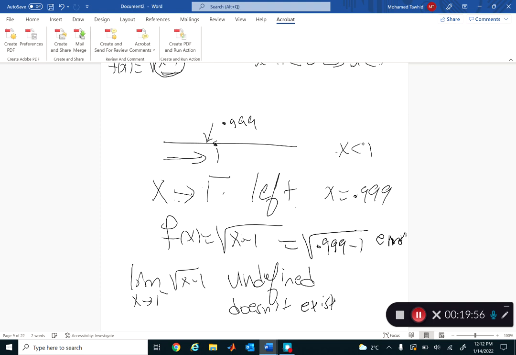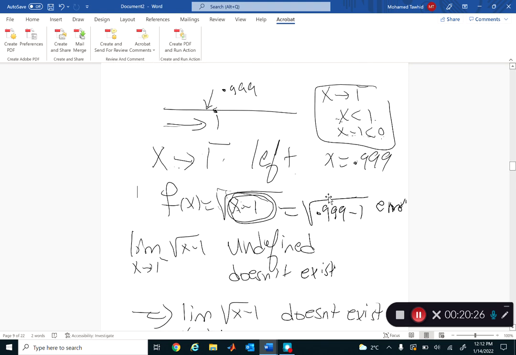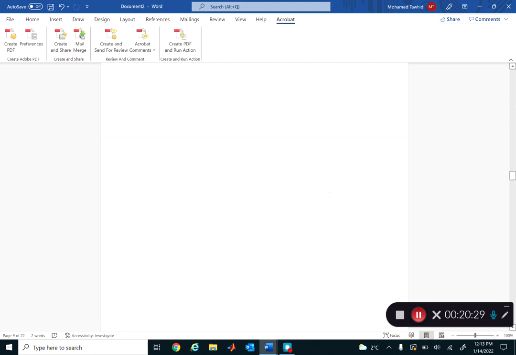x less than 1. So when you have x less than 1, because I'm coming from the left, meaning x close to 1 from the left, it means x minus 1 is less than 0. So the square root of x minus 1, where x minus 1 is less than 0, is the square root of a negative number, which is undefined, so you have an error. I gave you two examples here: when the left limit does not exist, then the entire limit does not exist.